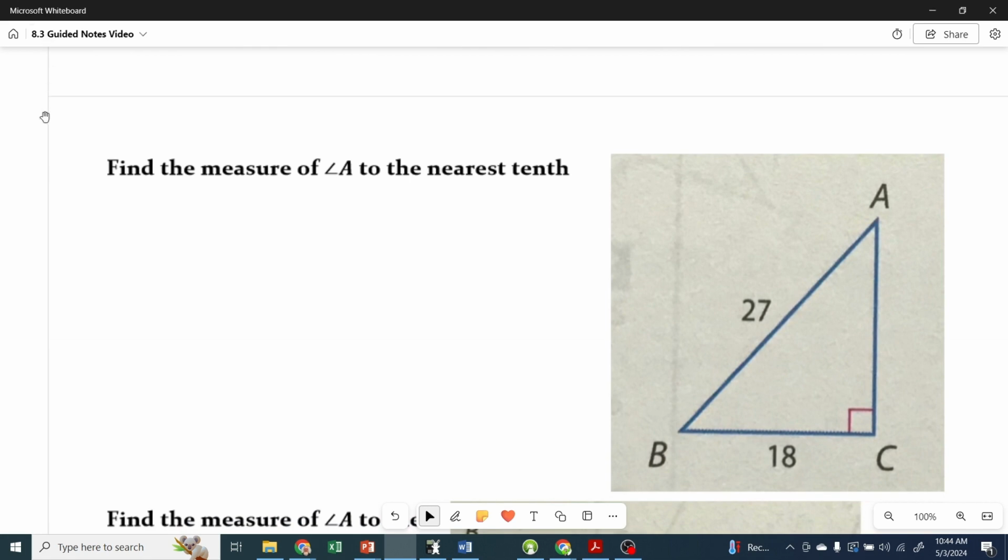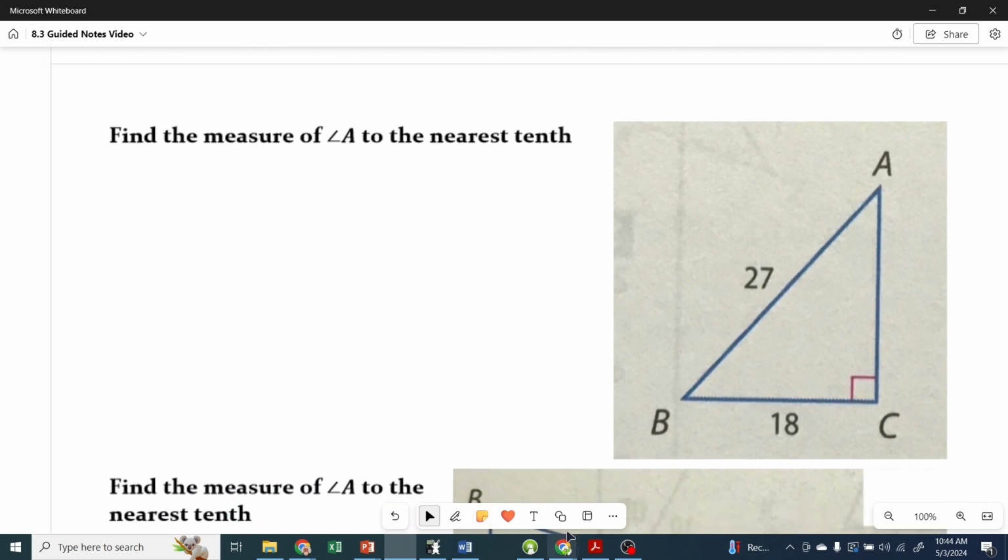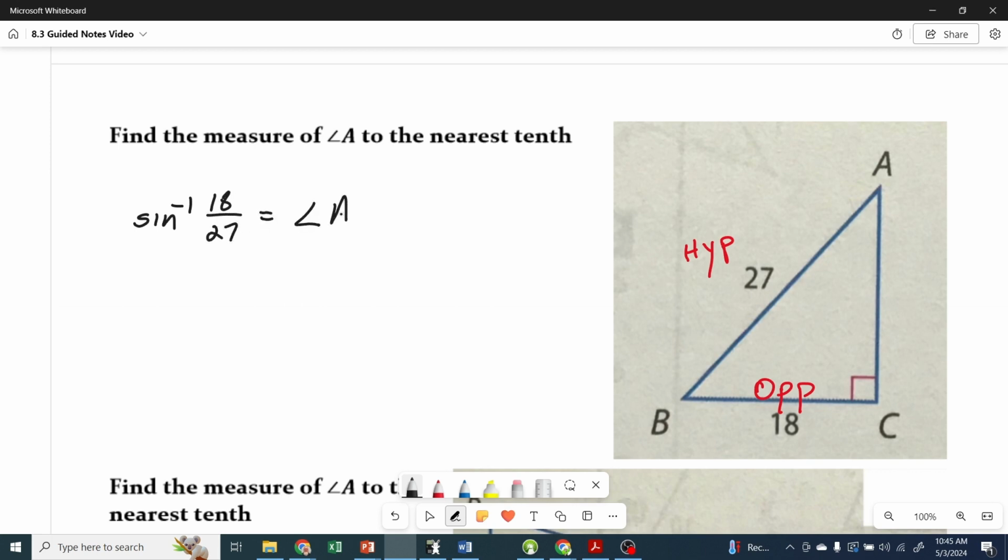So let's put this to practice. They want us to find the measure of angle A to the nearest tenth. So we know then that this is opposite, and here's the hypotenuse. I've got the hypotenuse and I've got opposite, and this helps to label it. So I'm going to set this up as sine -1 of opposite, which is 18 over 27, is equal to angle A.